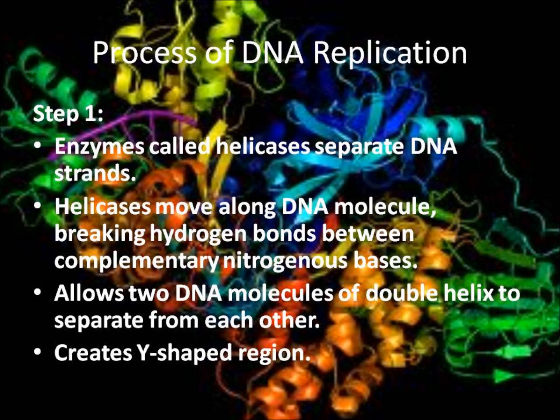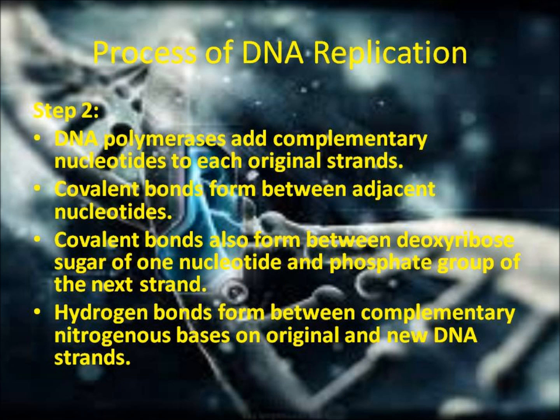This creates Y-shaped regions. The second step of DNA replication begins when DNA polymerases add complementary nucleotides to each original strand. Covalent bonds form between adjacent nucleotides. Covalent bonds also form between the deoxyribose sugar of one nucleotide and the phosphate group of the next. Hydrogen bonds form between complementary nitrogenous bases on original and new DNA strands.